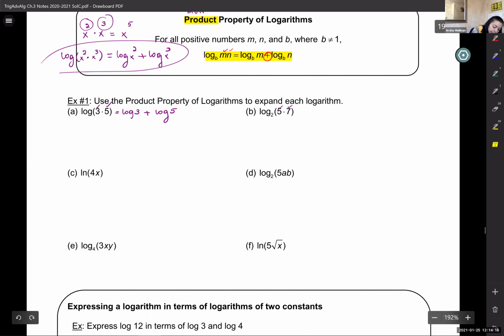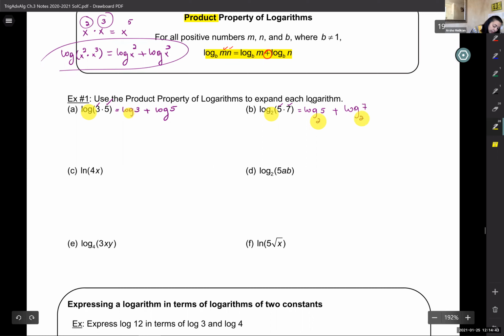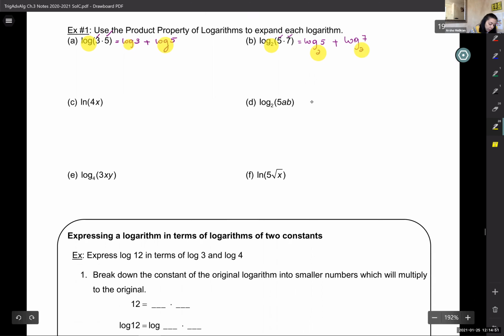Next one. I have log base 2 of 5 times 7. Two elements, each get their own log. Log base 2 of 5 plus log base 2 of 7. So look at the bases. Whatever the base is here, you just copy it over. You literally clone the log, so it has to be identical. No base here either. Questions? All right, let's do one more. Here I have an ln of 4x. 4x, 2 elements. So I get ln of 4 plus ln of x. Any questions?